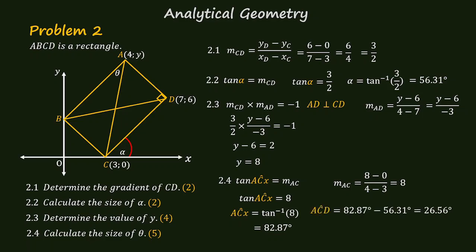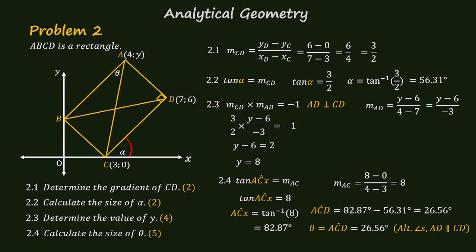And therefore the angle ACD, what I'm looking for, this angle here, will be 82.87 degrees minus 56.31 degrees, which is 26.56. Therefore, the angle theta will be 26.56 degrees because it is equal to the angle ACD. They are alternate angles because AB is parallel to CD.